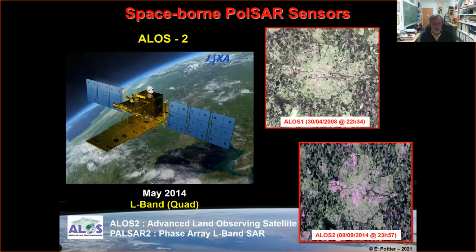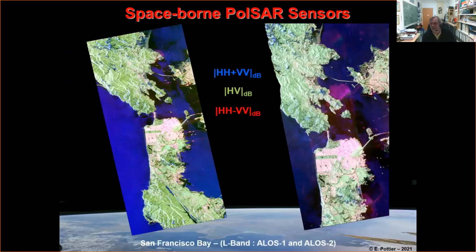Then we have ALOS-2. We are working today with ALOS-2 because ALOS-1 is dead. So we are working with ALOS-2 from Japan, from JAXA, with a better resolution compared to ALOS-1. So we can have access to some fully polarimetric SAR images with ALOS-2. So here it is just to compare the resolution. You can see on the right the same area with ALOS-2 with a higher spatial resolution compared to ALOS-1.